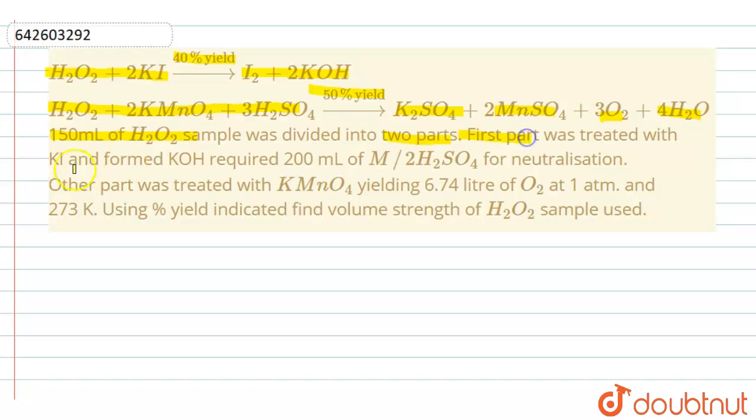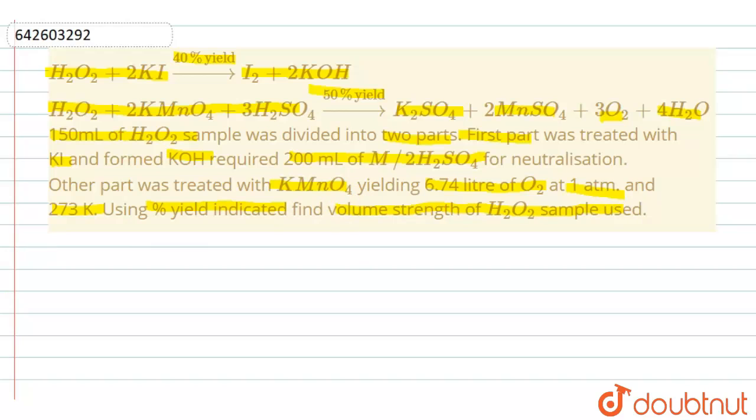They have given 150 ml of H2O2 sample, which was divided into two parts. The first part they will be treating with KI, and the formed KOH requires 200 ml of M/2 H2SO4 for neutralization. The other part with KMnO4 yields 6.74 liter of O2 at 1 atmosphere and 273 Kelvin, that is at STP. Using the percentage yield indicated, they have asked for the volume strength of the H2O2 sample used.